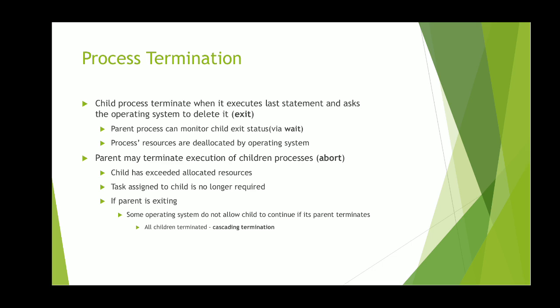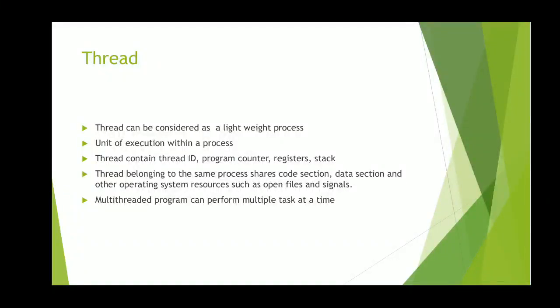So in these three cases, the parent process can use the abort system call to terminate the child process. In the last few slides, we have studied about process. A program in execution is called a process. Then we move on to various states of process, such as new state, ready state, running state, etc. Then we have studied about various methods for creating and terminating the process.